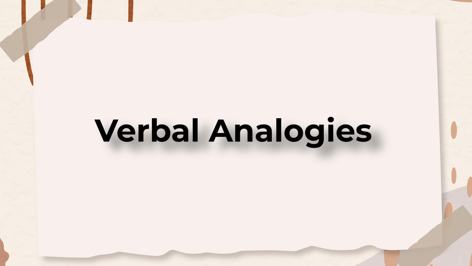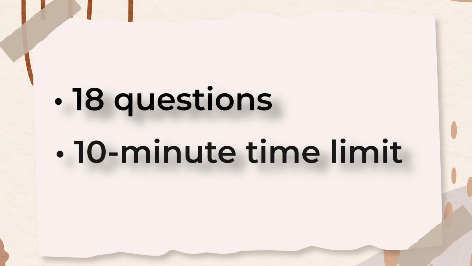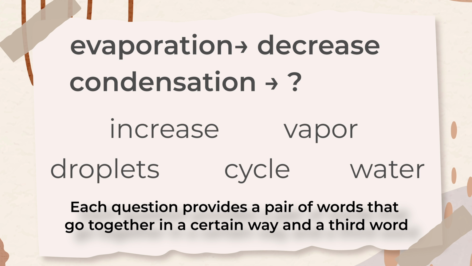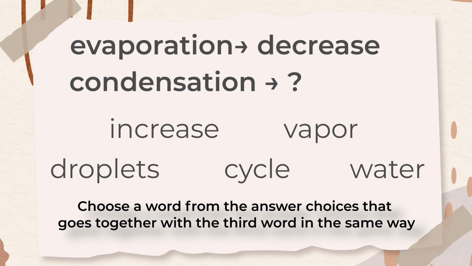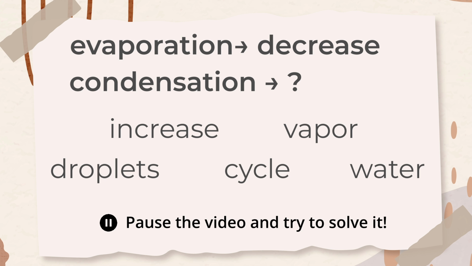Let's move on to the next section under the Verbal Reasoning Battery, which is called Verbal Analogies. You'll find 18 such questions on the test with a 10-minute time limit. Each question provides a pair of words that go together in a certain way, and a third word. Choose a word from the answer choices that goes together with the third word in the same way. Here's a sample question from this section. The correct answer is increase.